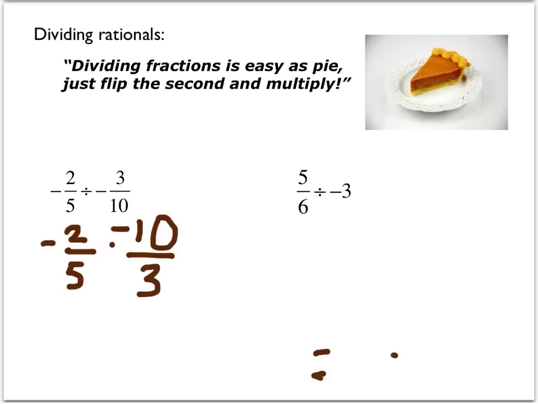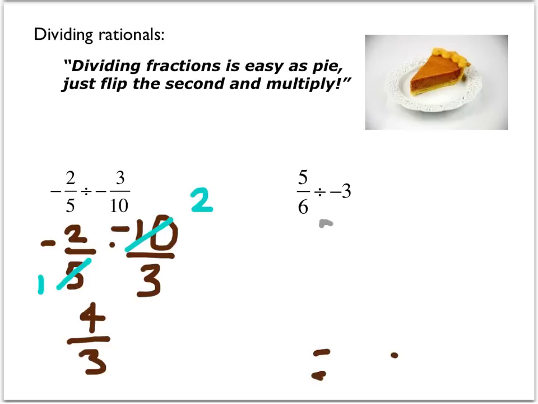Do you see anything that I can reduce here? I think I see a little bit. I see that 5 will go into 10 2 times. And so now when I multiply this out, 2 times 2 is 4. 1 times 3 is 3. My answer is 4/3. I have two negatives, so I know it'll be positive 4/3, and that's my answer. All right, what about the second one here?